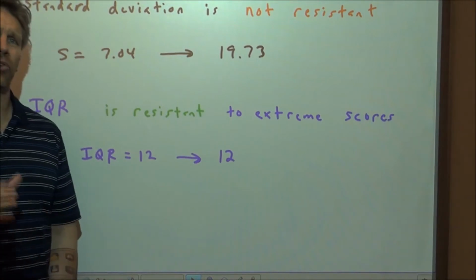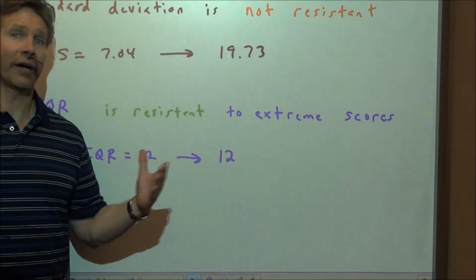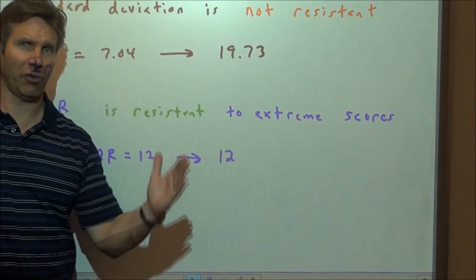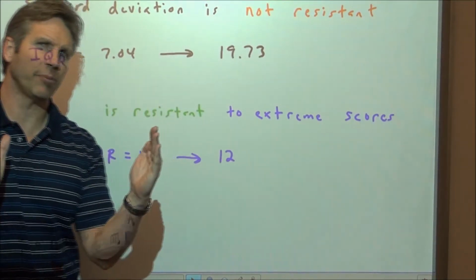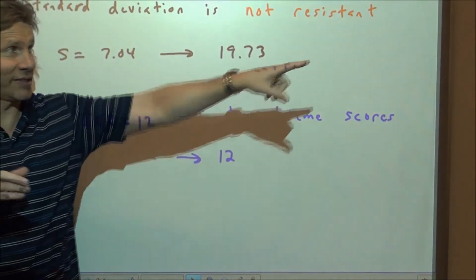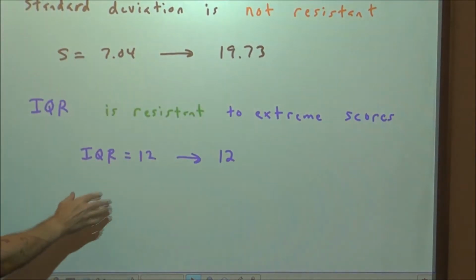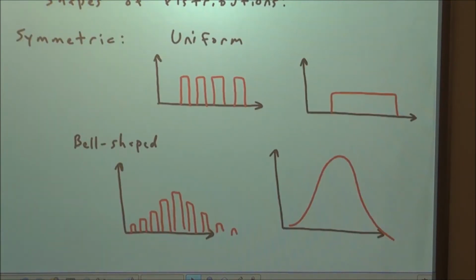Standard deviation also is not resistant to extreme scores. It went from 7 to over 19. The IQR is resistant. Go ahead and add one extreme score, but we're still looking at where that range is where the middle 50% of all the scores are. That's not at all affected by the extreme score. So we can see that this is good. The IQR is resistant.